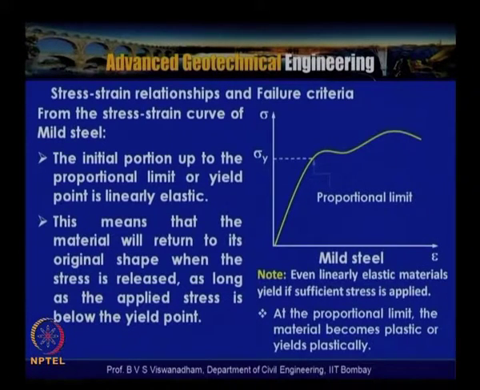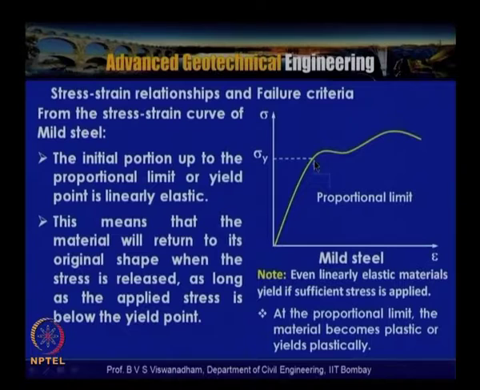So the initial portion of the stress strain curve of the mild steel is in linearly elastic conditions, and this means that the material will return to its original shape when the stress is released, as long as the applied stress is below the yield point. We need to note that even linearly elastic materials yield if sufficient stress is applied. So you can see some yielding of these materials at higher stresses, and at the proportional limit the material becomes plastic and yields plastically.